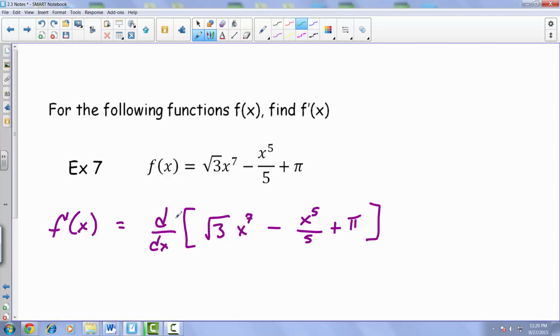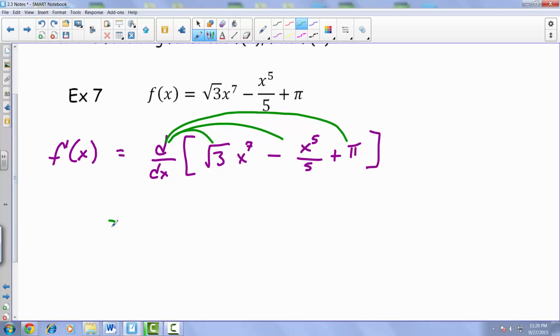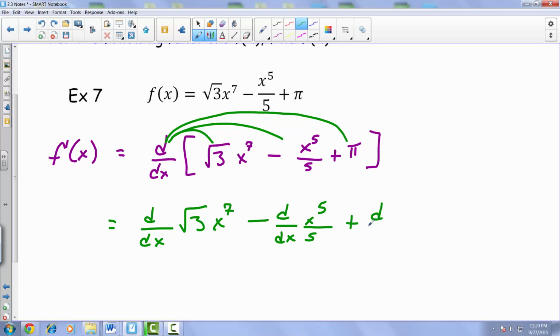And as a result, we can go ahead and distribute this derivative to all of the items. Again, that's really just that sum and difference property kicking in. So then we end up with the derivative with respect to x of the square root of 3 times x to the 7th, minus the derivative with respect to x of x to the 5th over 5, plus the derivative with respect to x of pi.